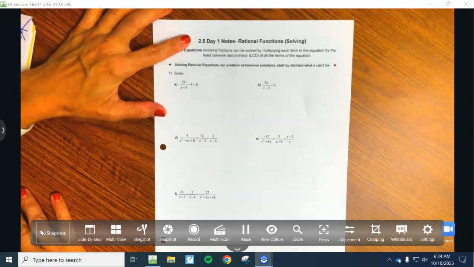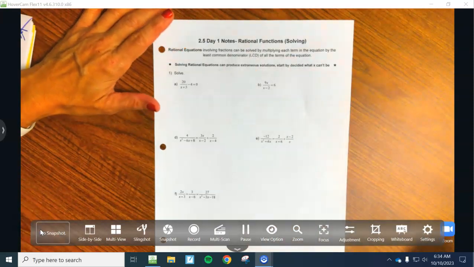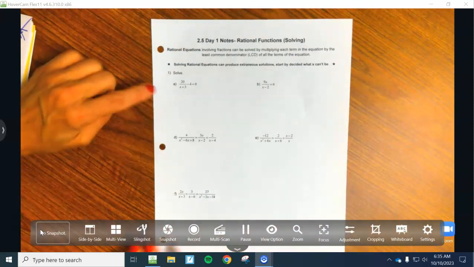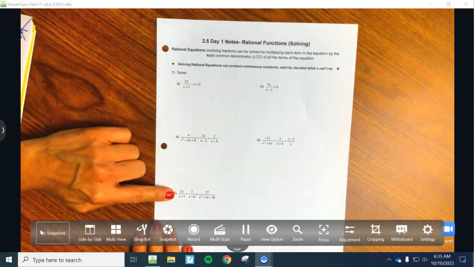2.5 Day 1 notes, we're going to be solving rational functions, and the word rational just means fraction in math. So if you look through these, we're going to work these two together, we're going to work these two together, and we'll talk about this last one here in a moment.